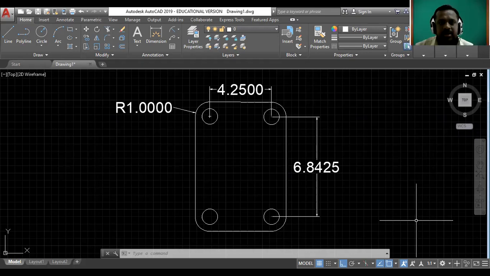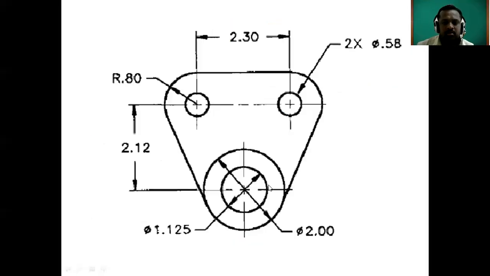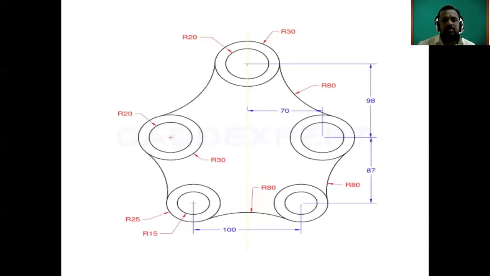Okay, so again, we will take the next example. So we'll take this example. Who will tell me how to draw this figure? How to draw this 2D figure in AutoCAD? Yes, anyone, please. How to draw?